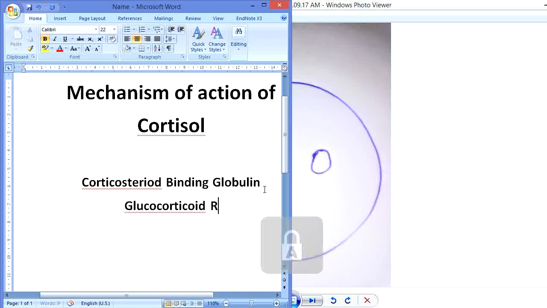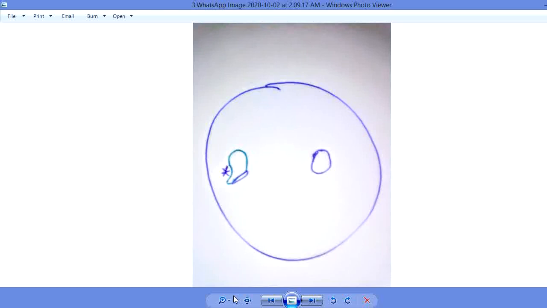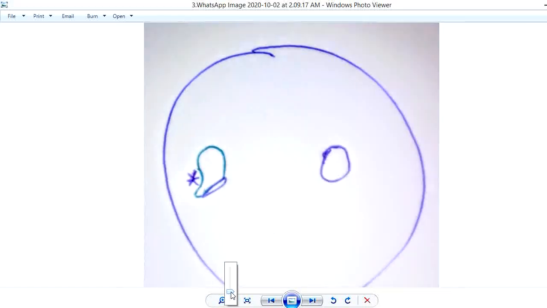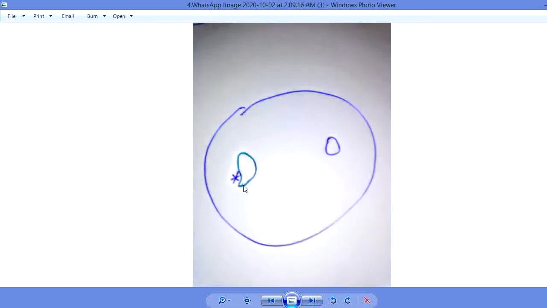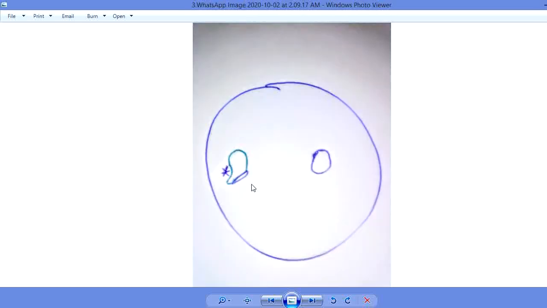We can also call it simply as GR, glucocorticoid receptor. It will combine with the glucocorticoid receptor. After combination with the glucocorticoid receptor, what will happen? This glucocorticoid receptor will undergo some conformational changes, and a small protein will be detached from this glucocorticoid receptor.